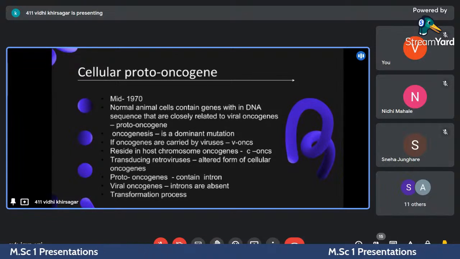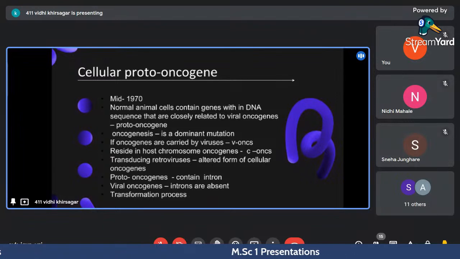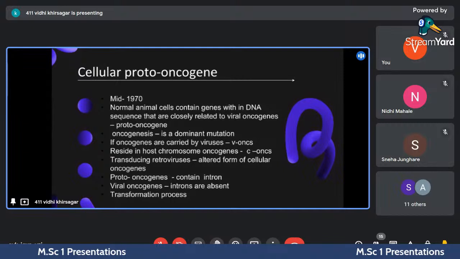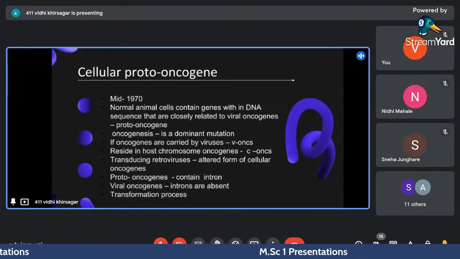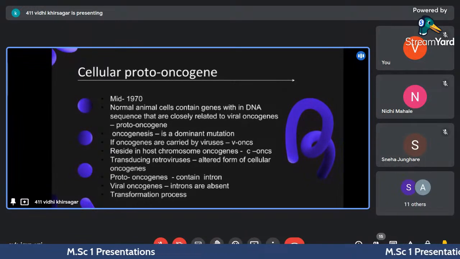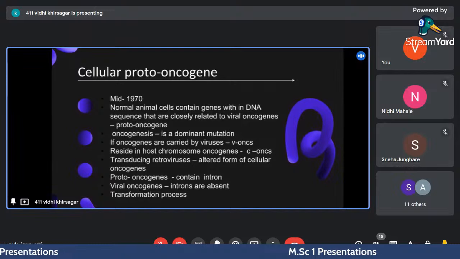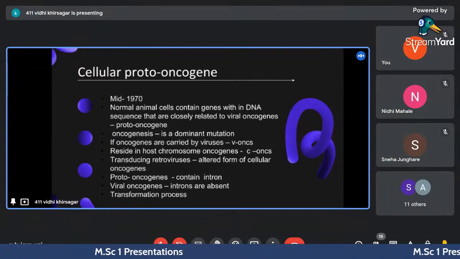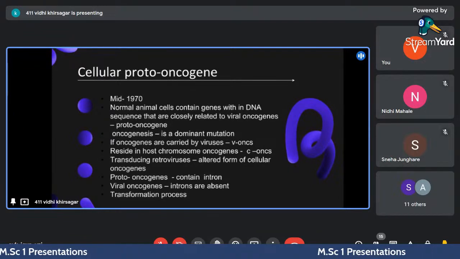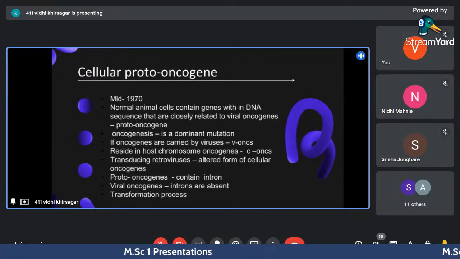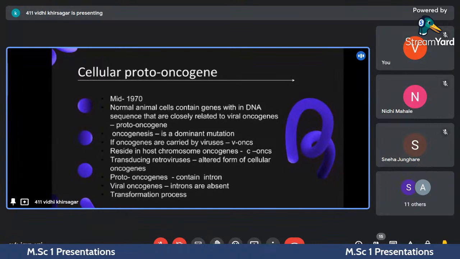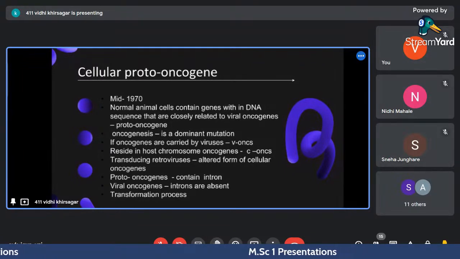If oncogenes are carried by viruses, these oncogenes are called viral oncogenes. Cellular oncogenes. Now, what are cellular oncogenes? Cellular oncogenes reside in host chromosomes. Transducing retroviruses carry an altered form of cellular oncogenes. Now, there is a difference between proto-oncogenes and viral oncogenes. Proto-oncogenes contain introns, whereas viral oncogenes do not contain introns. These introns are spliced during the transcription process.